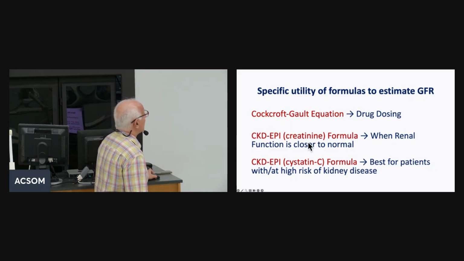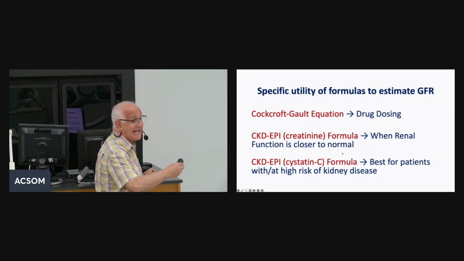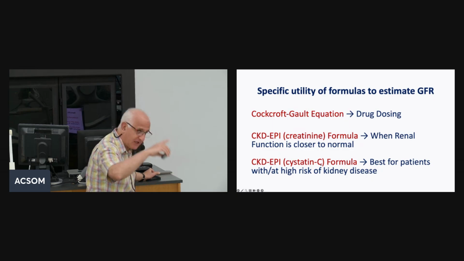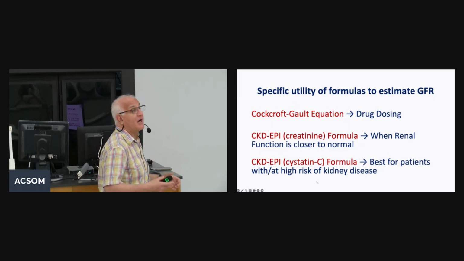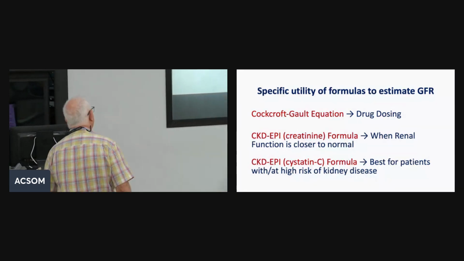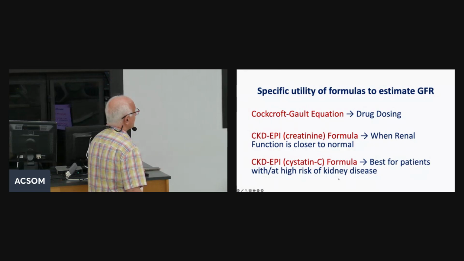CKD-EPI creatinine, I told you, is something that we use quite often when renal function is close to normal. For people with advanced kidney disease, this goes a little bit off. CKD-EPI with something that we call cystatin C, and you're going to hear about this again later, would be best for patients that I take care of. So if you ask me as a nephrologist what is the most helpful one for you, I will say CKD-EPI cystatin C.